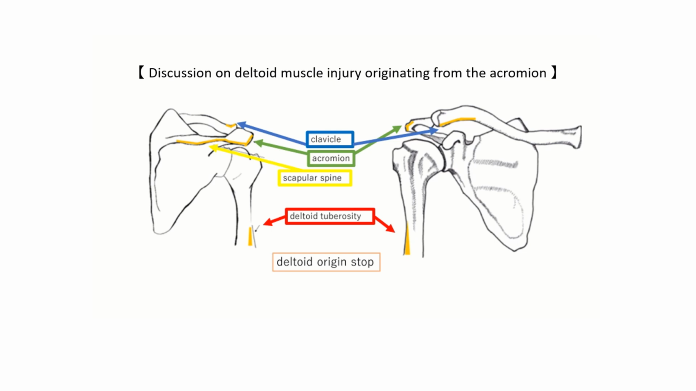The deltoid originates anteriorly from the lateral third of the clavicle, medially from the acromion, and posteriorly from the spine of the scapula, and inserts at the deltoid tubercle on the lateral humerus. There are three origins of the deltoid muscle, but the acromion attachment is the most likely to be damaged.